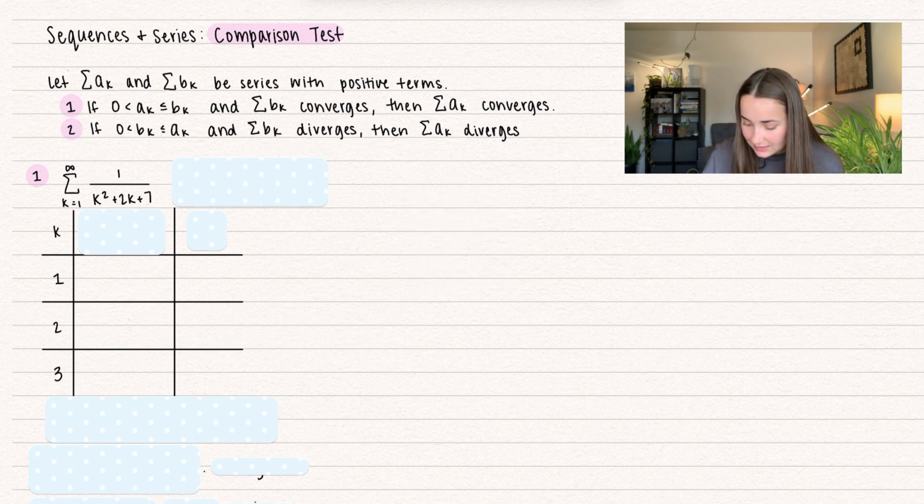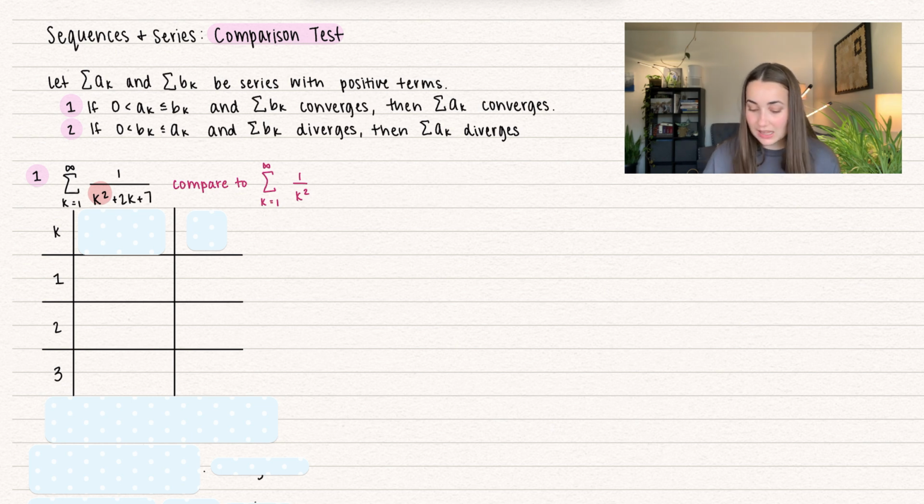If we take a look at this example right here, we have the series k equals 1 to infinity of 1 over k squared plus 2k plus 7. So very often, I'm not saying all the time, but it is very common to use the p-series test to compare. So what I see when I look at this series is we have k to the power of 2 in the denominator. So what I'm going to go ahead and compare that to is the summation k equals 1 to infinity of 1 over k squared, because I know I can use the p-series test, right?